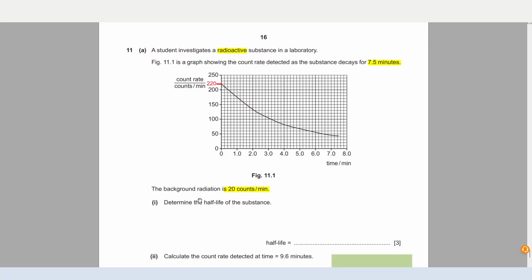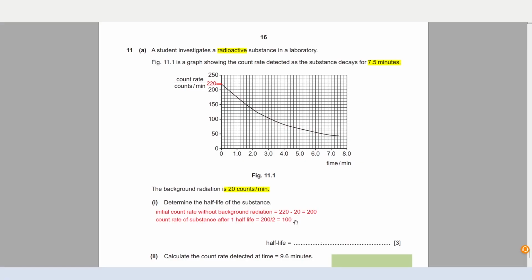So to find the half-life of the substance, you have to find the count rate at t equals 0, which is 220, and minus the background radiation, which is gonna give us initial count rate without the background radiation. So initial count rate without the background radiation is gonna be 220, which is from here t equals 0, the graph is touching on 220. And minus the background radiation which is given in the question, so we get 200. Now the count rate of the substance after one half-life is going to be 200 divided by 2, which is 100.